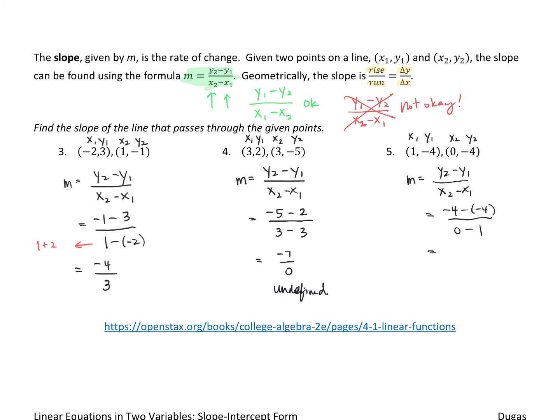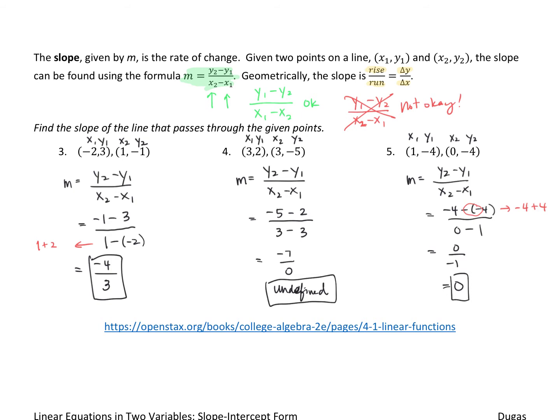-4 minus a -4. Be careful with all the signs here. The two negatives together, right? These two negatives make a plus. -4 plus 4, those are opposites. That'll be 0 over -1. 0 on the top is okay, so this will be a slope of 0. Okay, so we've done what they asked us to do. We found the slopes in each of those cases.